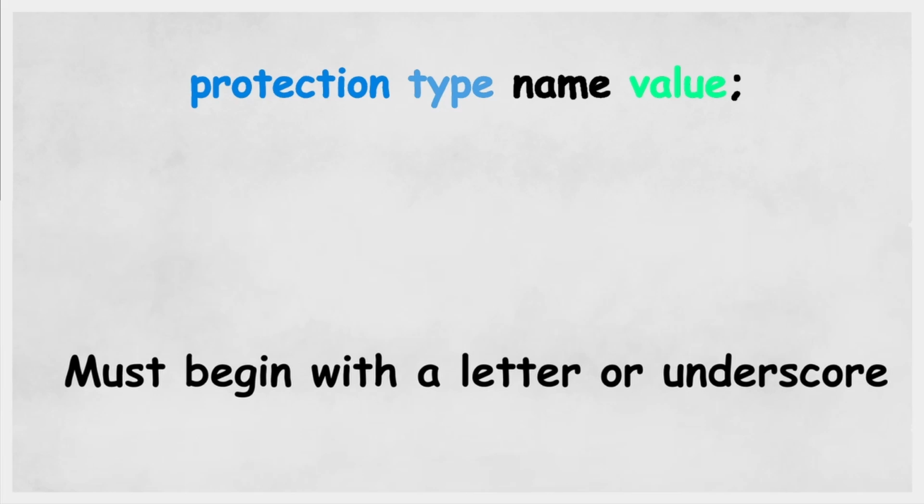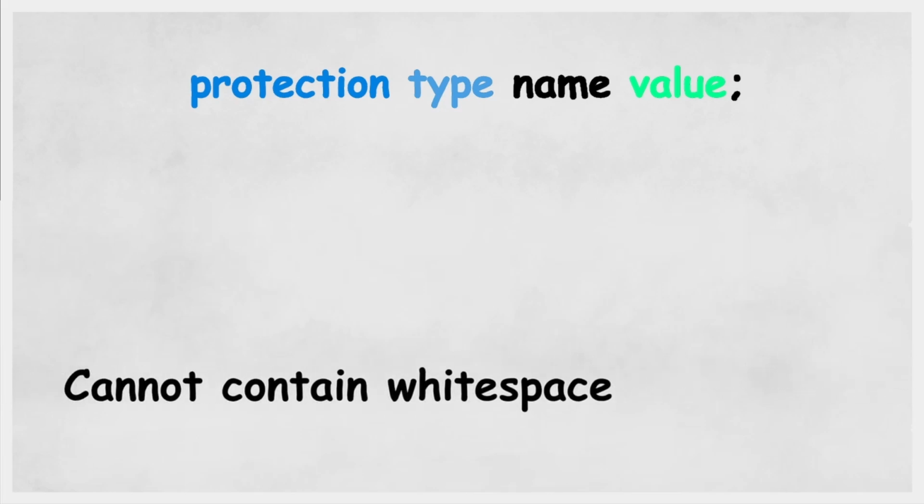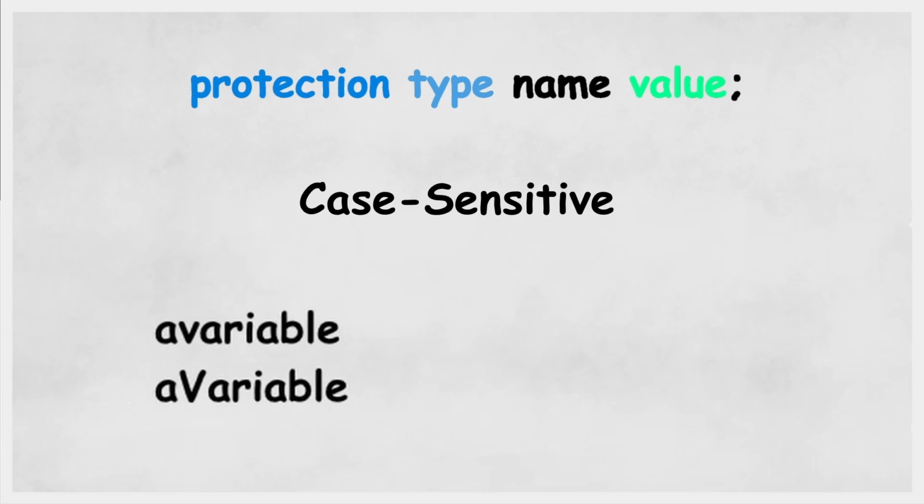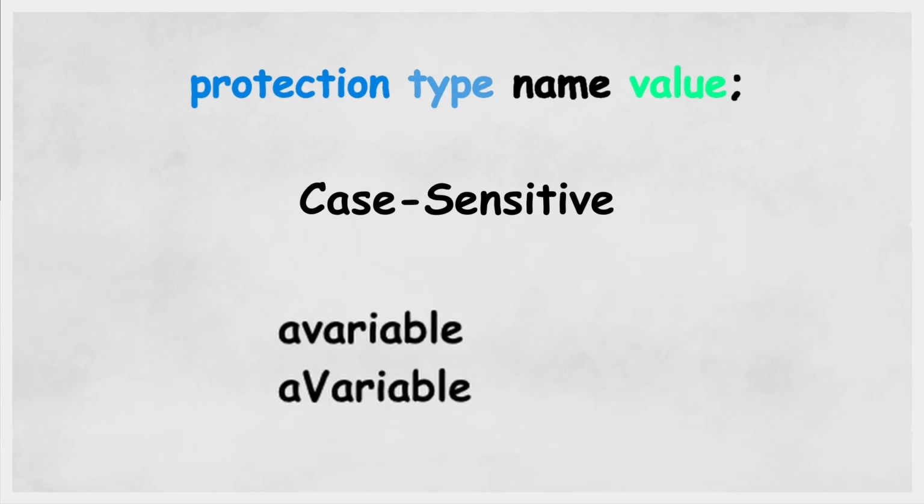That letter is usually lowercase. They cannot contain white space, and they are case sensitive. That means that those two are two different variables. Let's have a look at some of the most common variable types in C#.